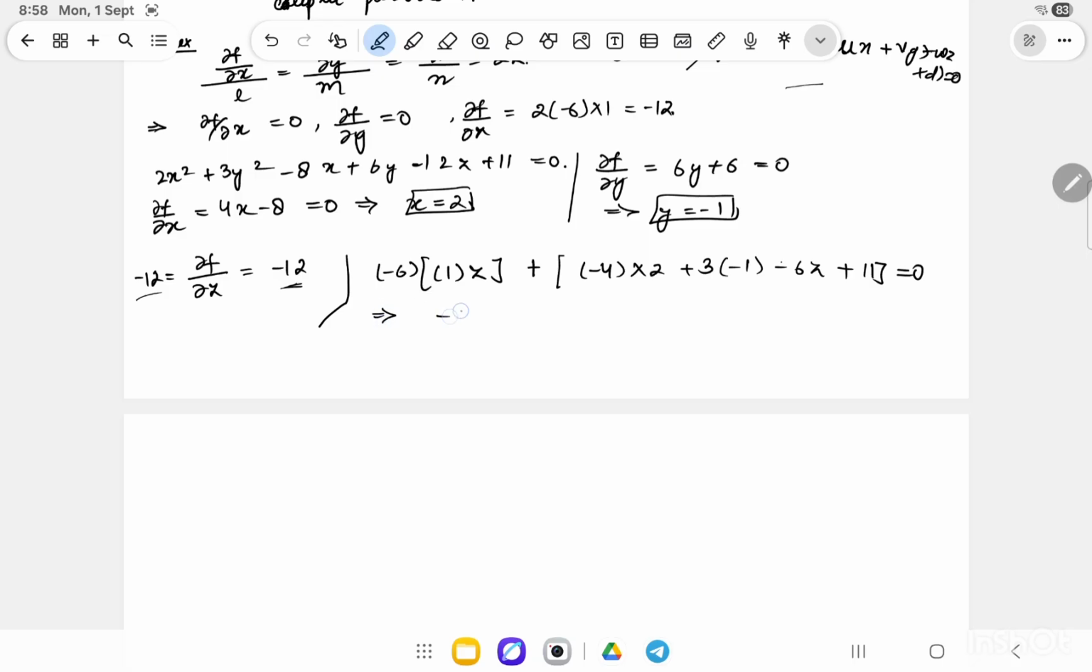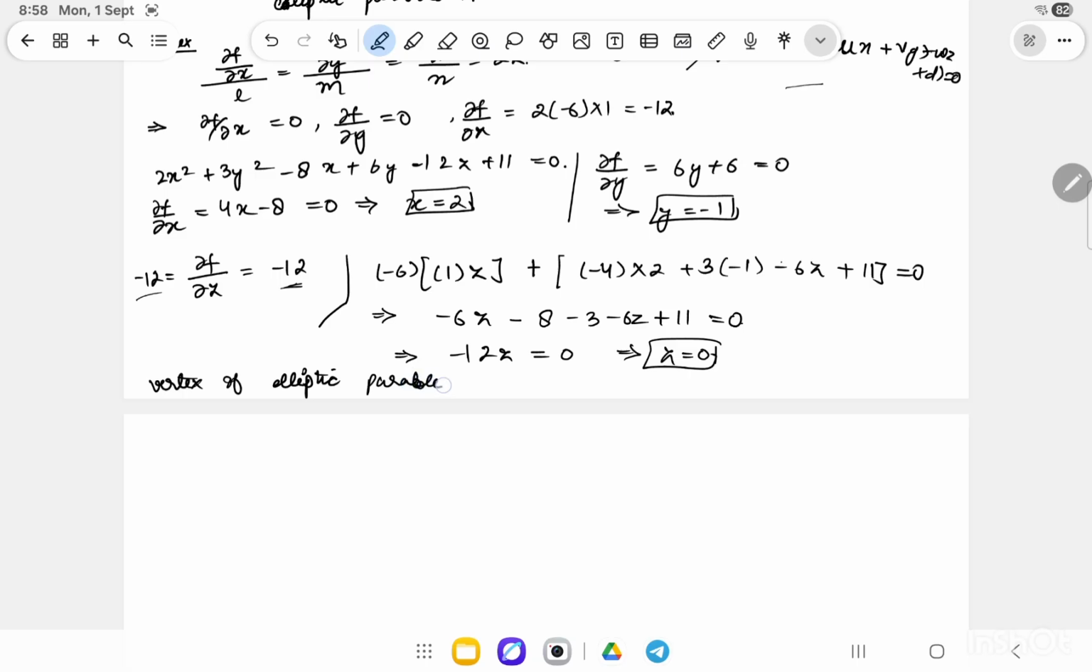So this is basically minus 6z minus 8 minus 3 minus 6z plus 11 equals to 0, which is basically minus 12z equals to 0. So from here I got my z as 0. So my vertex of elliptic paraboloid is basically 2 comma minus 1 comma 0.